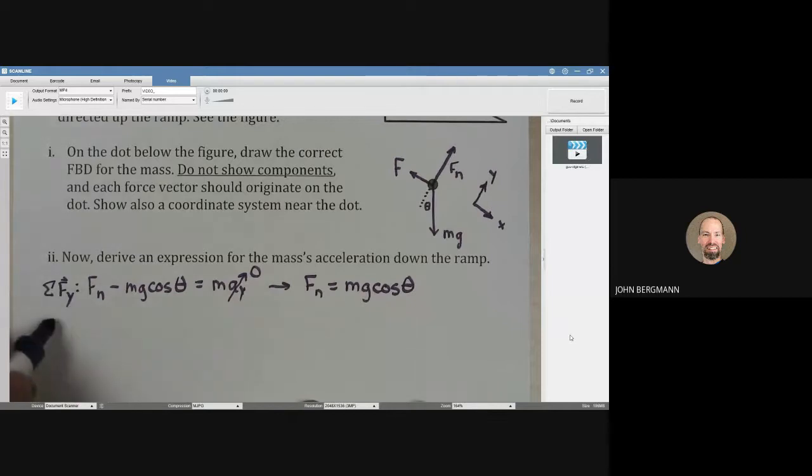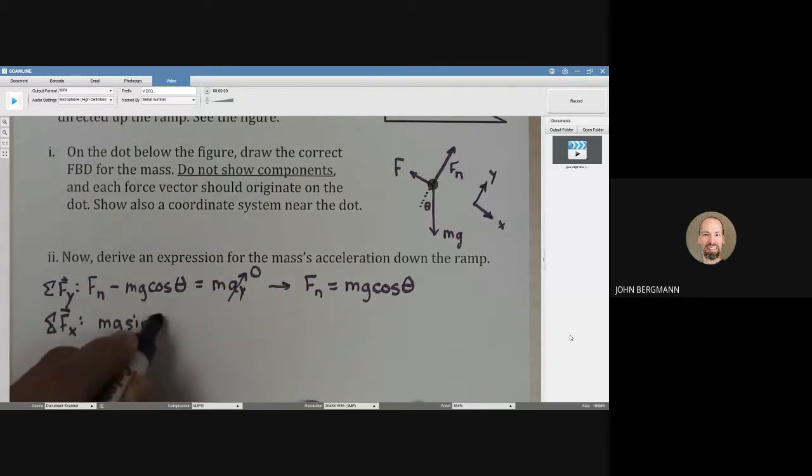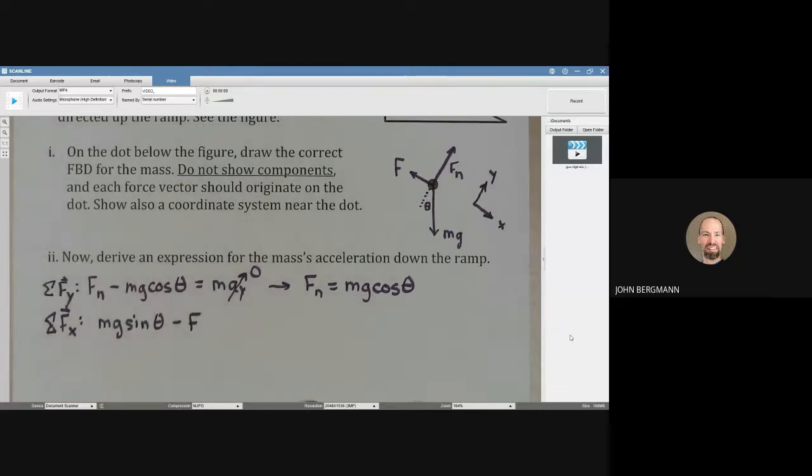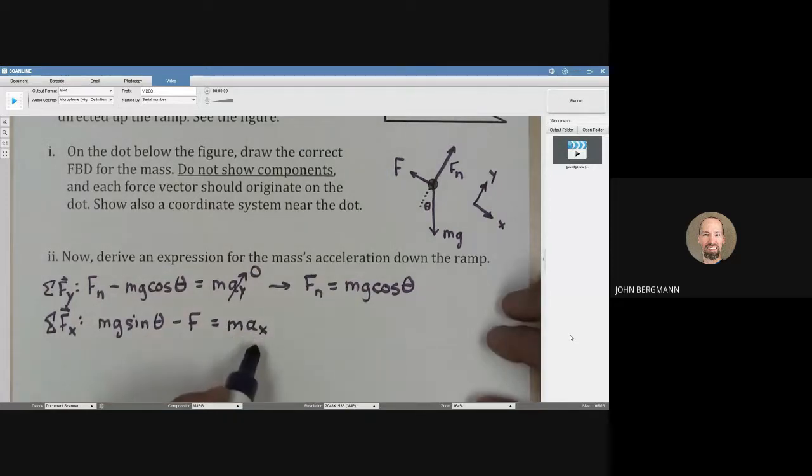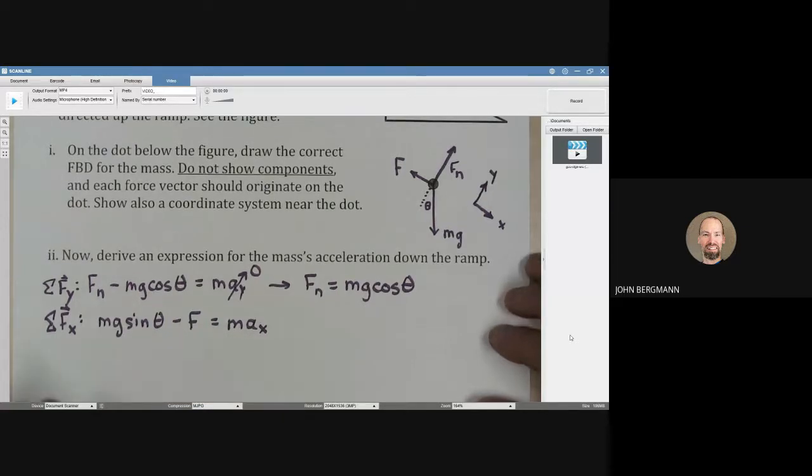Now, let's sum the forces in the x direction. The way it's accelerating down the plane, I like to choose that to be positive. So we're going to have mg sine theta minus f. That is the sum of the forces in the x direction. And that should be numerically equal to the mass times the acceleration in the x direction. Acceleration in the x direction, we're assuming here, is not 0. And we want to derive an expression for this acceleration down the ramp.